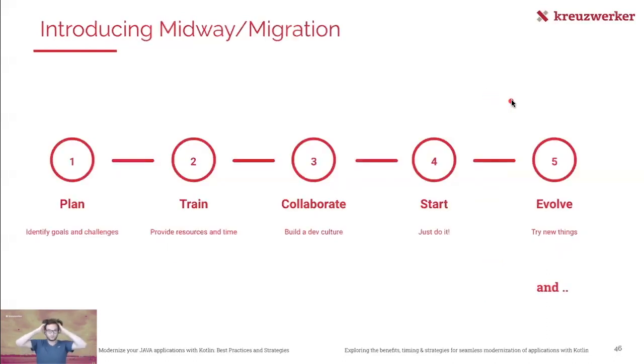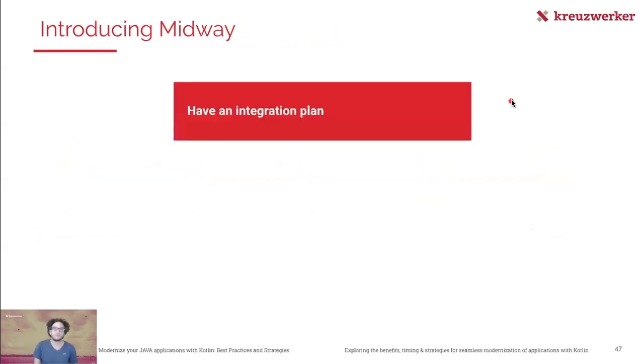What should be the plan? It should be the same as we had before, right? So these steps, they would also apply here. But additionally now, we should have kind of a plan, an integration plan. What do we want to migrate first? Where to start? What parts of the application do we want to transform?